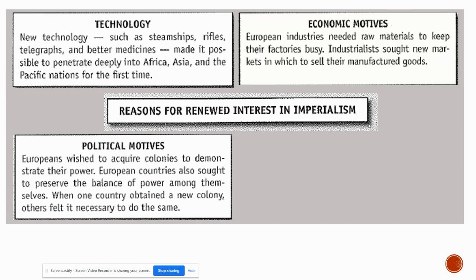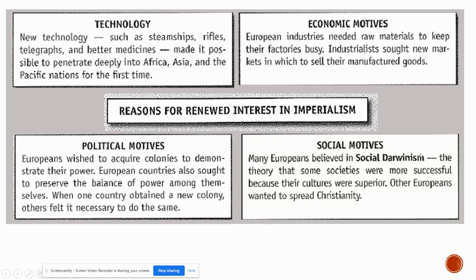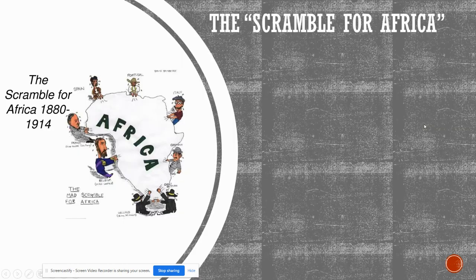Economic motives: European industries needed raw materials to keep their factories busy. So imperialists sought new markets to sell their manufactured goods. And social motives: many Europeans believed in what was called social Darwinism, the theory that some societies were more successful because their cultures were superior. Other Europeans wanted to spread Christianity throughout the world.